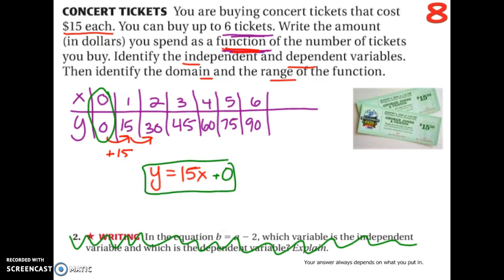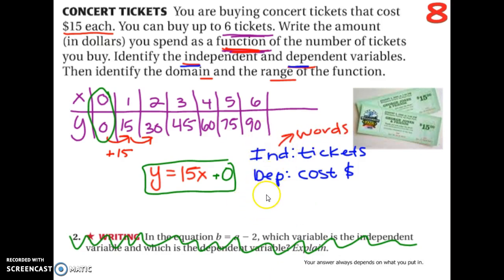There's our equation, but it has us identify quite a lot of information. So here, first our independent variables and our dependent variables. Our independent variable is what we're actually plugging in. What are we talking about? Not the numbers. X was really the tickets, how many tickets we could buy. And then what we get out, what is this? This is all money, or the cost in dollars. So our independent and dependent variables, remember those are going to be words. Our domain and range are going to be numbers.